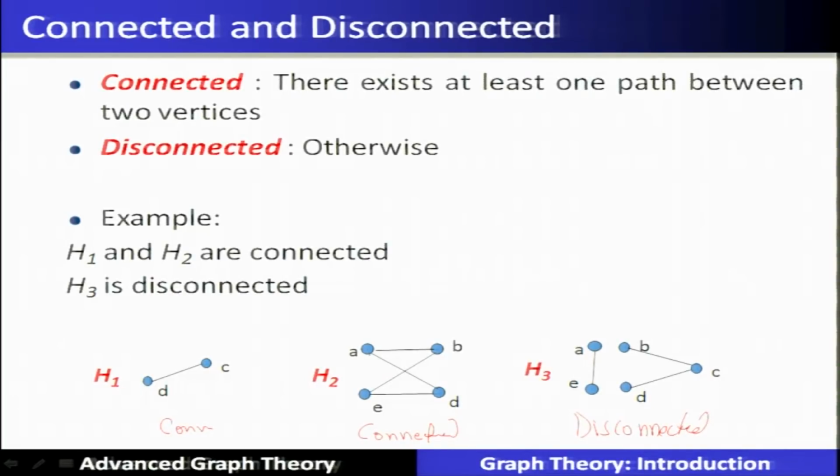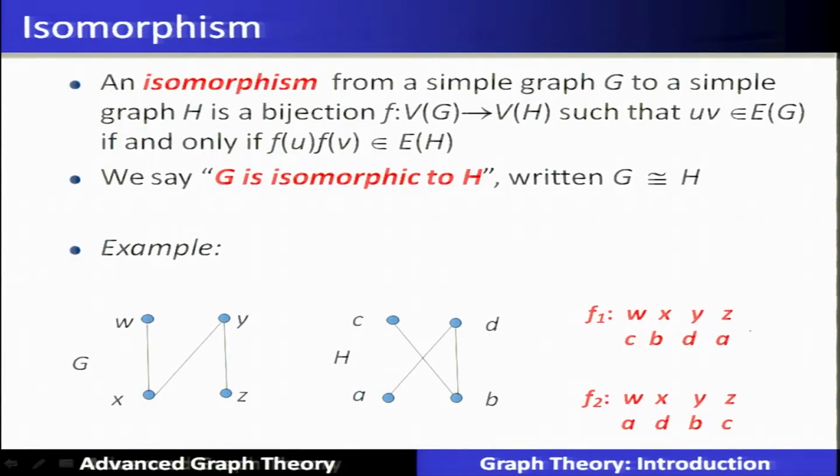So, if it is a connected graph, between any pair of vertices there is a path. Similarly, between A and E there is also a path. For example, A is connected to E via D, or A is connected to E via B. So, there is a path from A to E. There are more than one path, but it says that at least one path exists between any pair of vertices. So, that exists, hence H2 is basically a connected graph. So, H1 and H2 are connected graphs, whereas H3 is disconnected. This is a very important definition to be noticed.